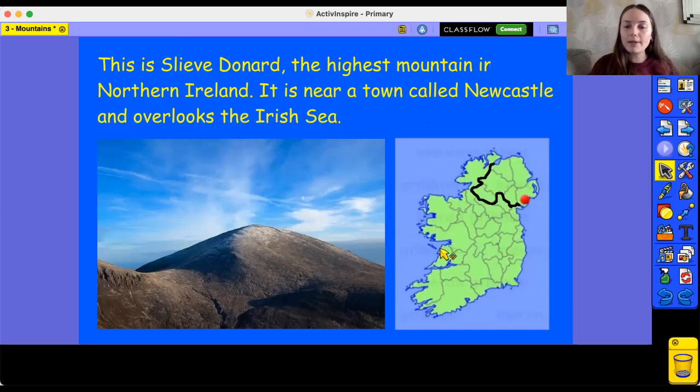So I've got a little map here of the Irish island. The bit with the black outline is Northern Ireland, and the red dot is where Sleevedonnard is. And you can see it overlooks the sea. What's this mountain called? Sleevedonnard. Fantastic. And where is this mountain? Northern Ireland. Brilliant. So the mountain is called Sleevedonnard, and it's in Northern Ireland, and it's the tallest mountain in Northern Ireland.